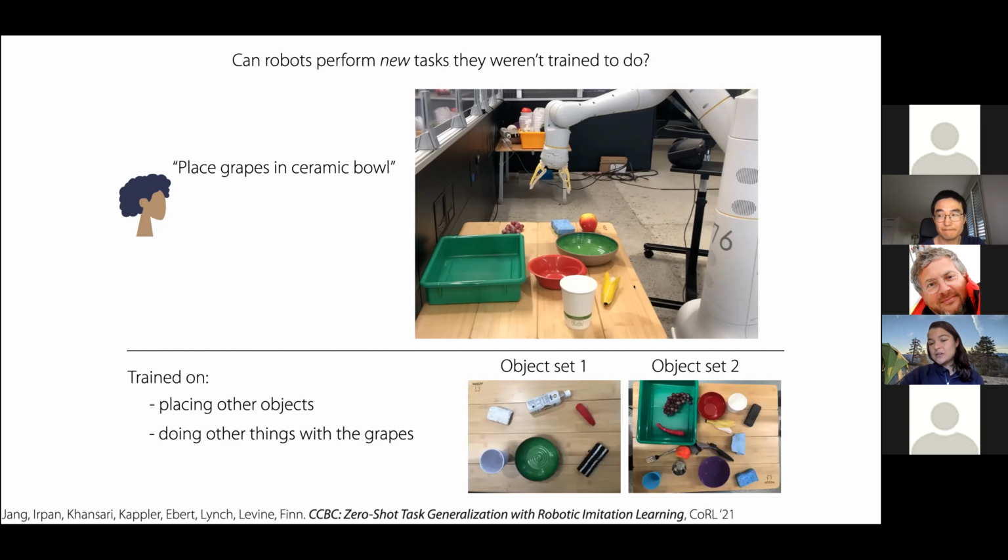Going even further, it actually never saw the grapes and the ceramic bowl in the same scene before. So we collected data with 2 different object sets, and we're going to be asking it to generalize to tasks that involve combinations of objects that weren't ever seen together. To study this, we're going to collect demonstration data for 100 total tasks that cover 9 different underlying skills.